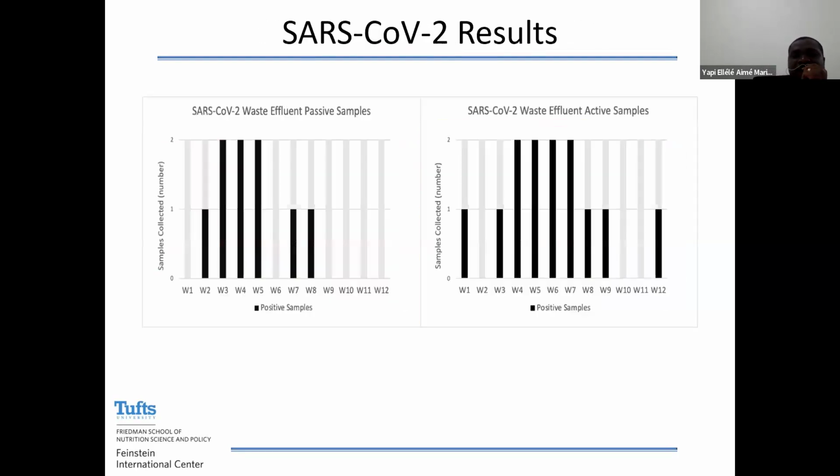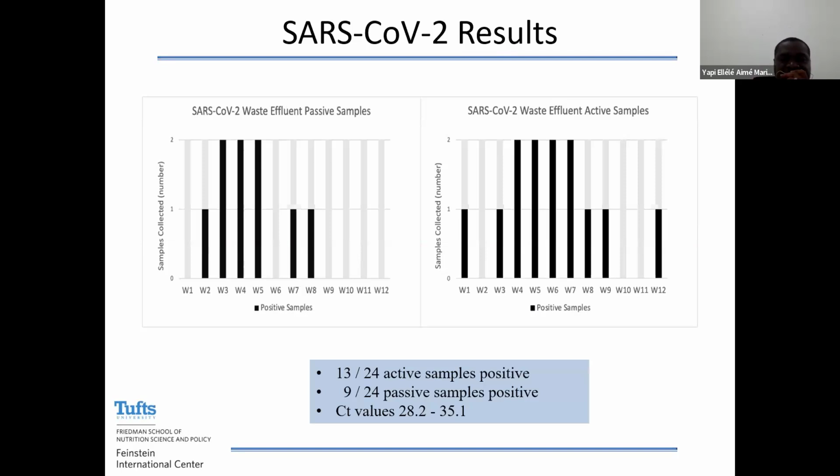So what is the result about these two methods? About SARS-CoV-2, we have positive samples about the passive sample method. The positive samples are week 2 to week 5 and week 7 to week 8. But for the active sample, we have positive samples with week 1, week 3 to week 9, and week 11. So the total result is 13 of 24 active samples positive and 9 of 24 passive samples positive.